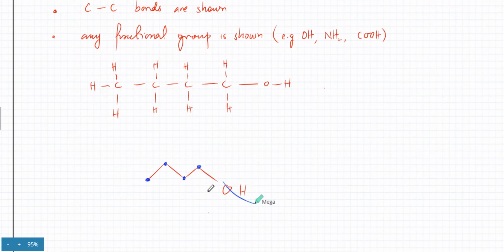Over on this side, that's an oxygen and a hydrogen attached to it, so that's OH attached to it. But you're going to draw a zigzag line, and all the ends, all the nodes of that, are your carbon atoms. So there are 4 carbon atoms in a line: 1, 2, 3, 4. On the 4th carbon atom, the end one, there's an OH group attached.